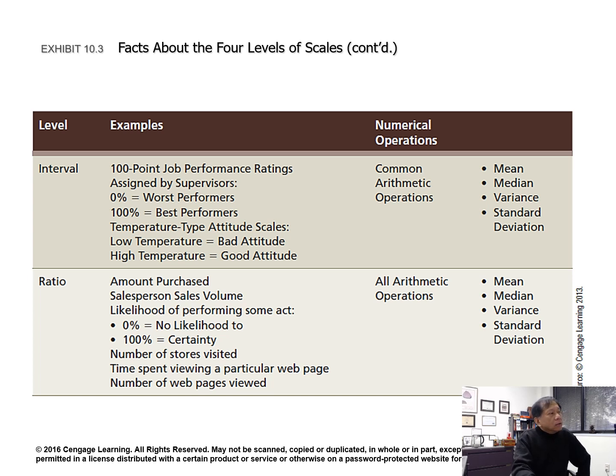Okay. The ratio scale is the highest level. Examples are salesperson sales volume, the whole ratio. Likelihood of performing some act, 0, no likelihood, to 100, certainty. Number of stores visited, how many stores we visited. Time spent viewing a particular web page, 5 minutes or 2 hours, right? Number of web pages viewed, right? You can perform all arithmetic operations on ratio scale measurements. You can calculate means, median, variance, standard deviation, etc. Okay?